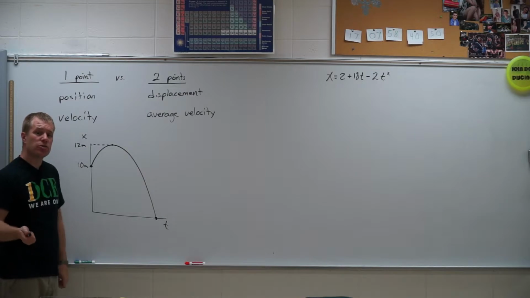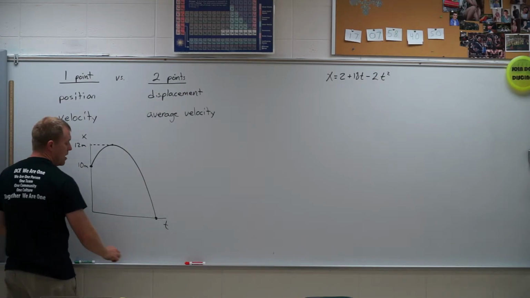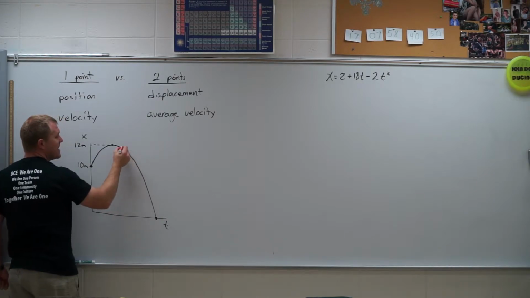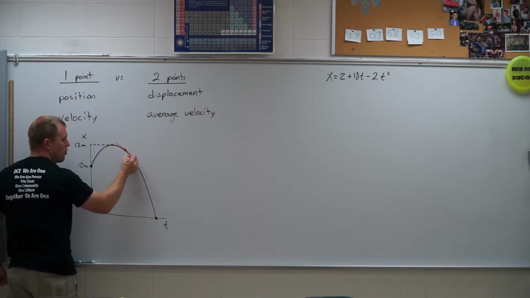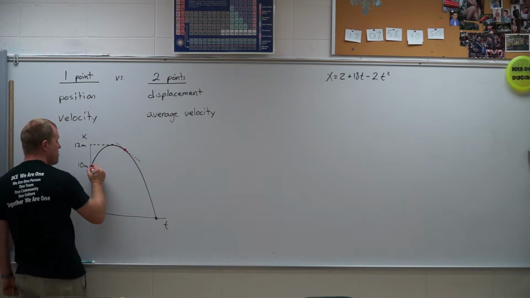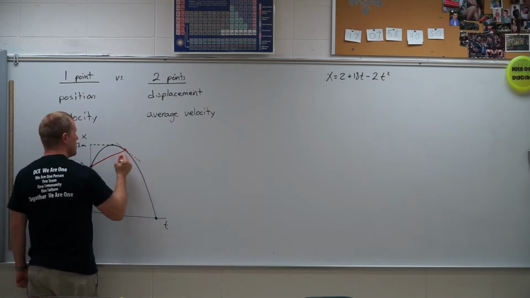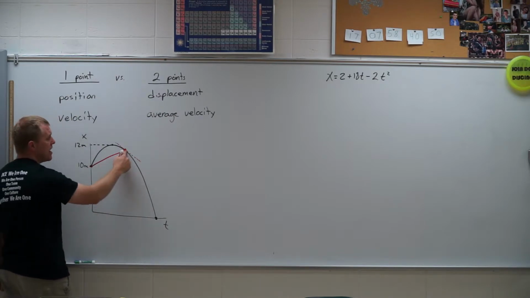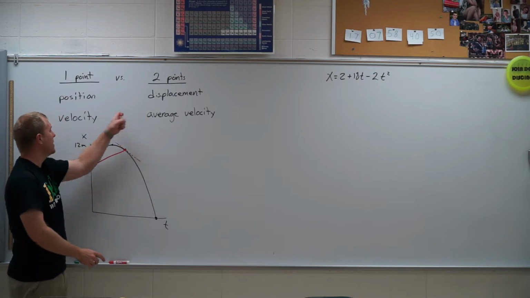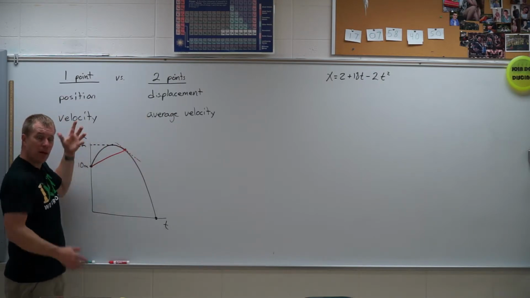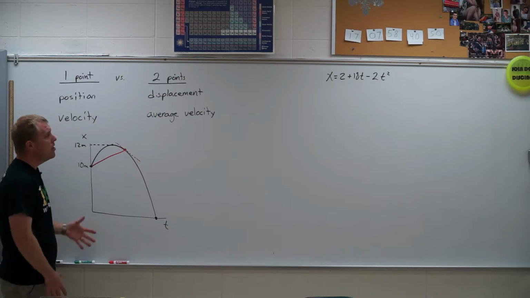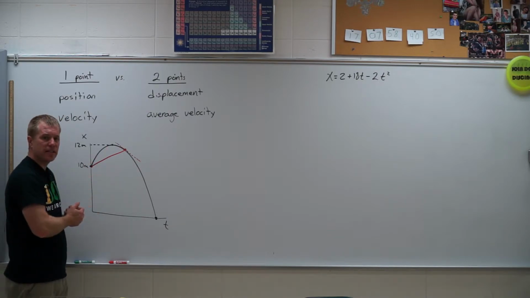The same thing holds true for velocity. I might say at this point here, the instantaneous velocity, the slope at that point, is negative. But the average velocity between 0 seconds and that point is positive. So these numbers could be wildly different, but they could also be the same in certain circumstances. So we're going to go into this a little bit here.